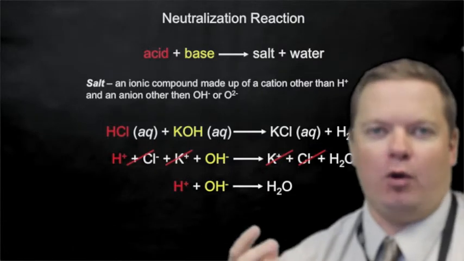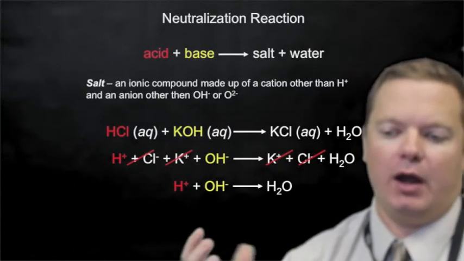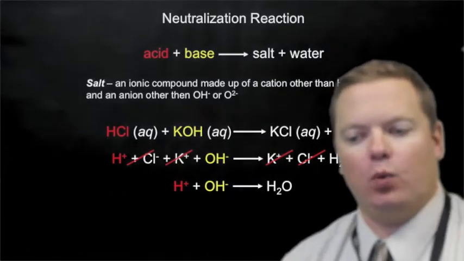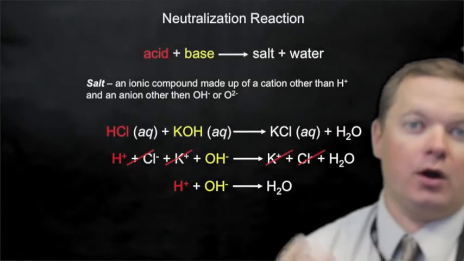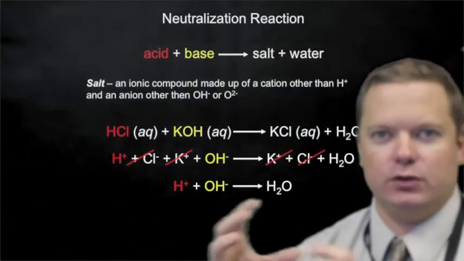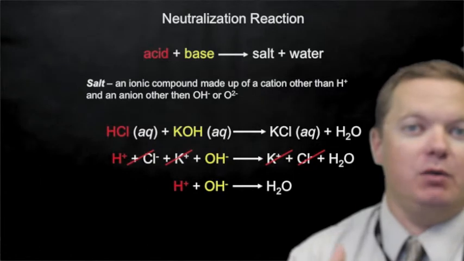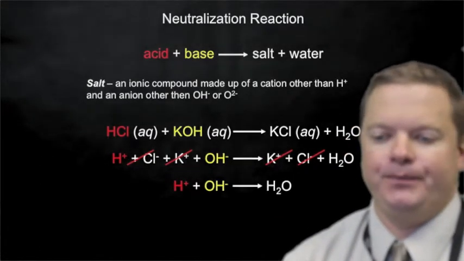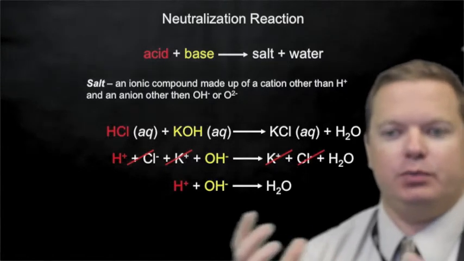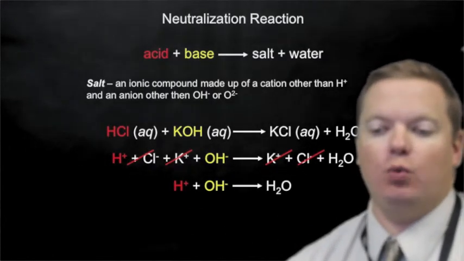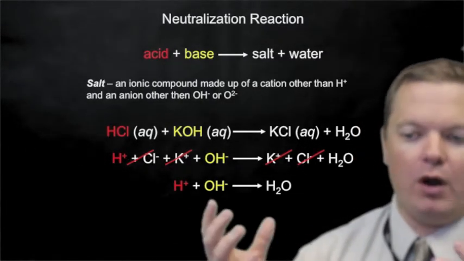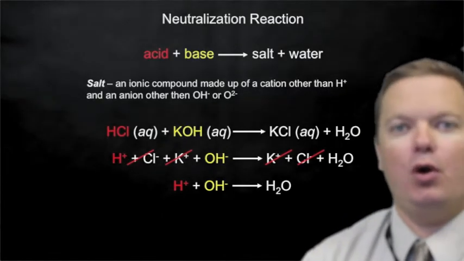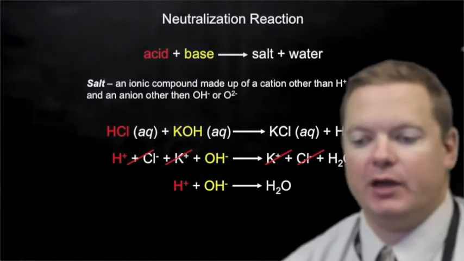It's going to react to form K plus Cl minus in the aqueous state, and now this liquid water. So it's no longer ions, it's the full molecule, so we'll leave it together. Which means we can create a net ionic equation, where we take the H plus and the OH minus goes to water, where K plus and Cl minus are both spectator ions.